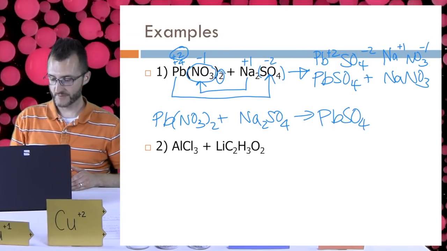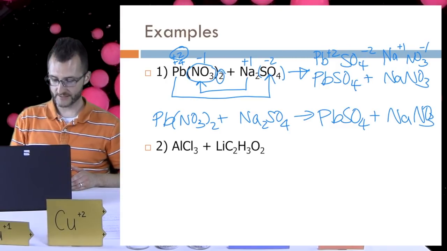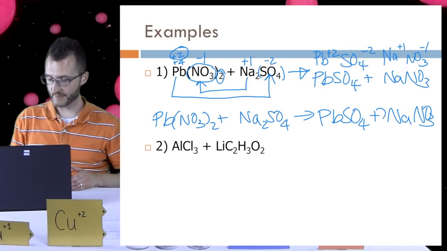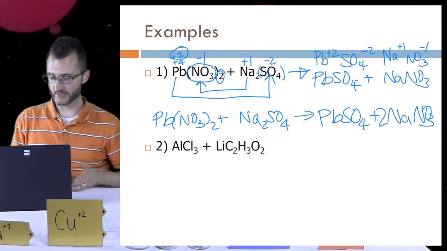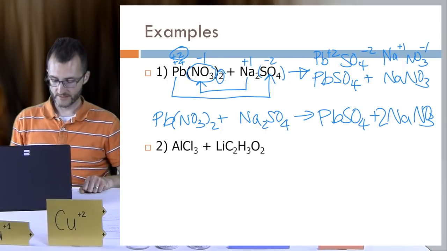So let's check with my balancing here. I've got 1 Pb on each side, that's good. I've got 2 NO3s on the left, so to get 2 NO3s on the right, I put a 2 here. I've got 2 Na's on the right now, 2 Na's on the left, 1 SO4 on the left, 1 SO4 on the right. I'm good with just that 2. You're all set.